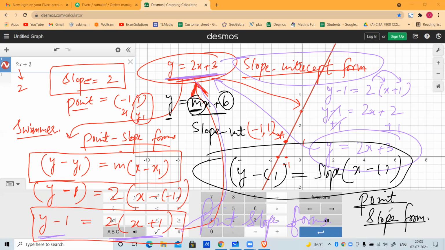If I'm wearing swimming costumes, then I'm going to the swimming pool. And if I'm wearing my school uniform, then I'm obviously going to school. So this is the difference which you can see clearly from the two equations. y equals mx plus b will be slope intercept form, and y minus y1 equals slope times x minus x1 will be the point slope form.